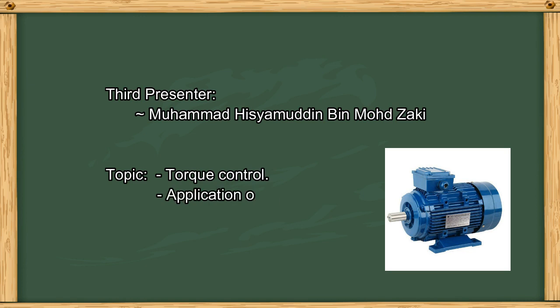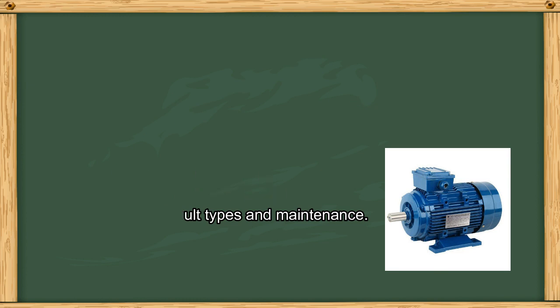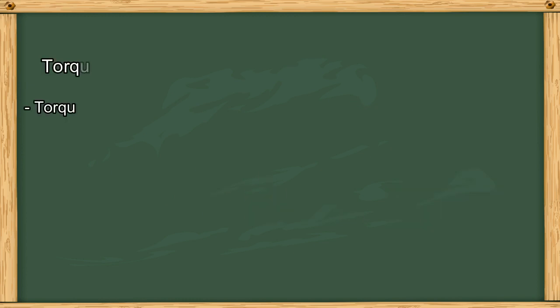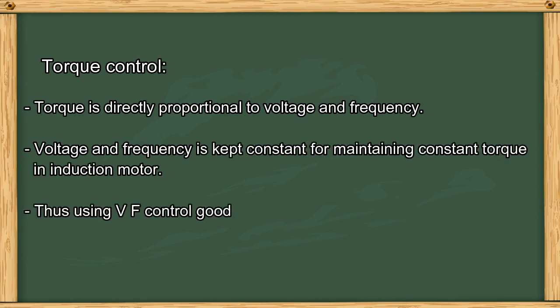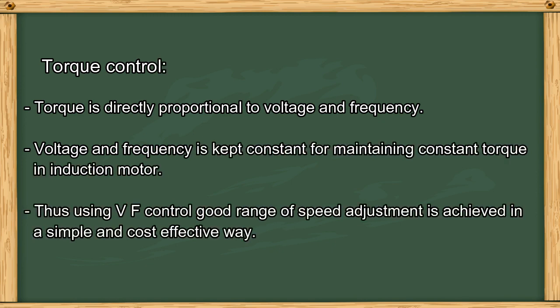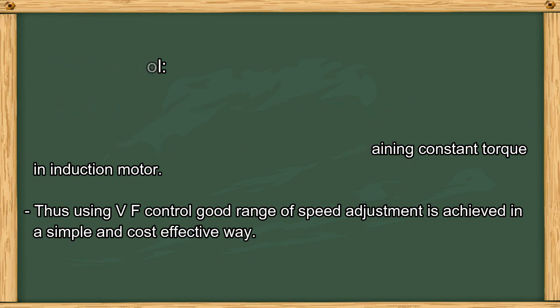Alright, for my part, I will discuss torque control, application of motors, fault types and maintenance. For torque, torque is directly proportional to voltage and frequency. Voltage and frequency are kept constant for maintaining constant torque in the induction motor. Thus, using V/F control, a good range of speed adjustment is achieved in a simple and cost-effective way.